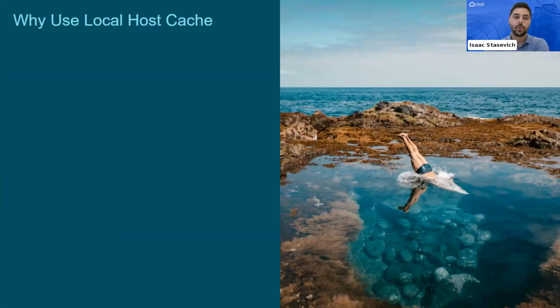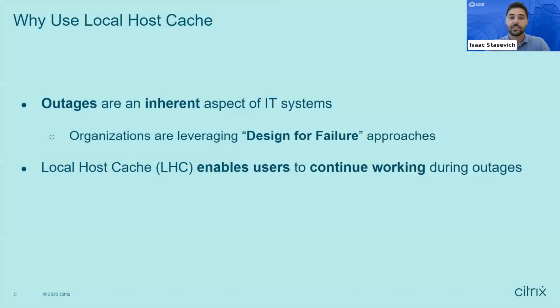So to start off, why should I be using localhost cache? When it comes to IT, outages are just inevitable. I would imagine everyone on this call has experienced some type of outage in some way, shape, or form throughout their career. So because of this, organizations are moving more and more towards these design for failure approaches. So if there is some type of service disruption, how can we continue to work? And that is what localhost cache is. It's almost like an insurance policy that's going to enable users to continue working during those outages.